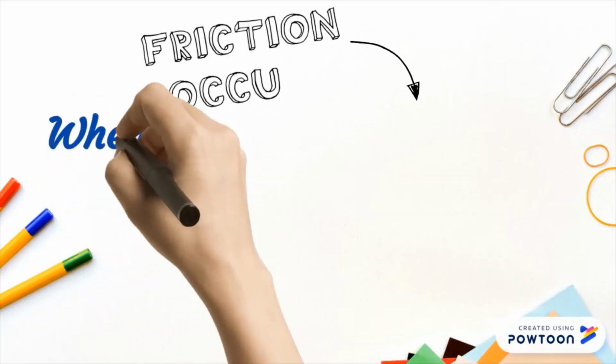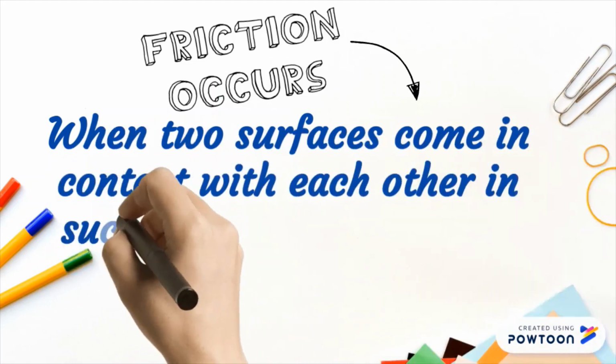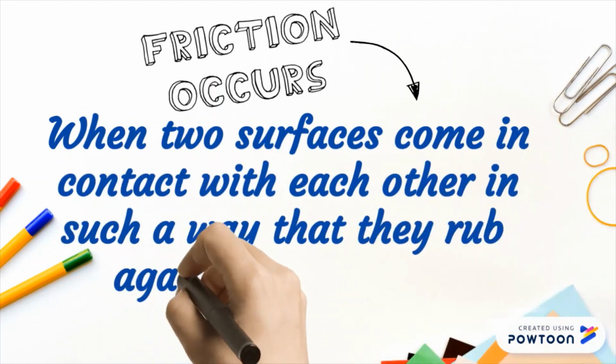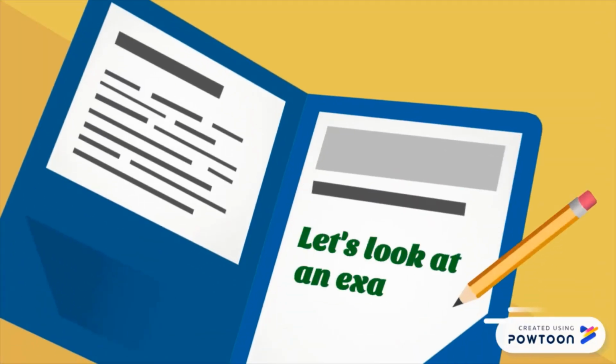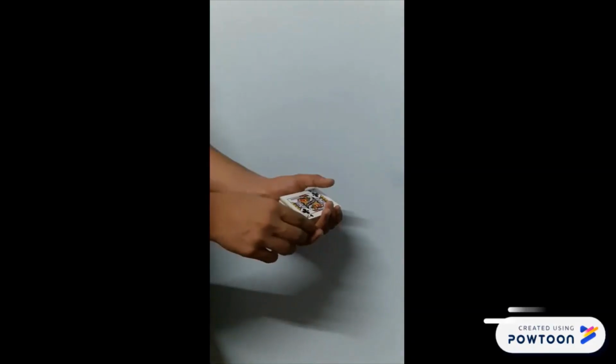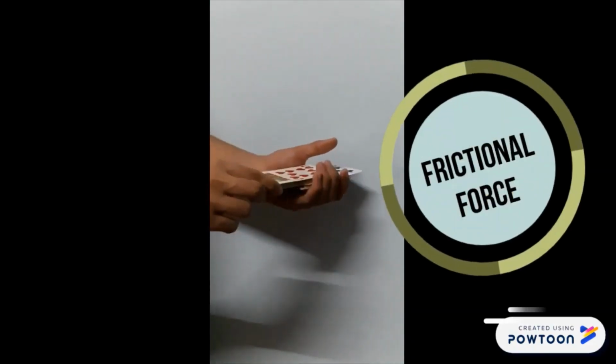Friction occurs when two surfaces come in contact with each other in such a way that they rub against one another. Let's take a look at an example to understand better. When you are shuffling cards, there is frictional force applied.